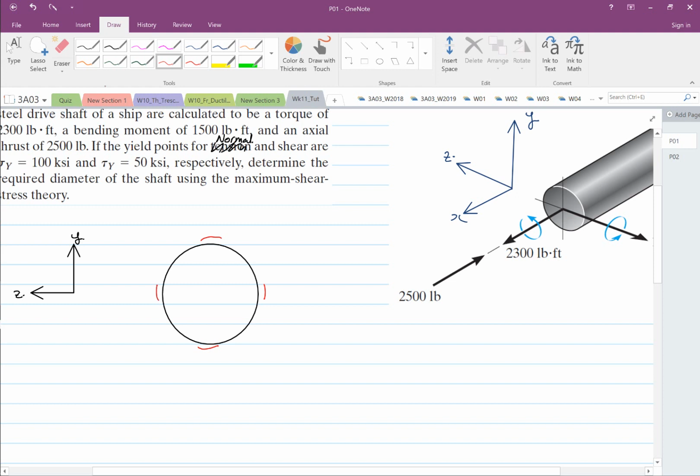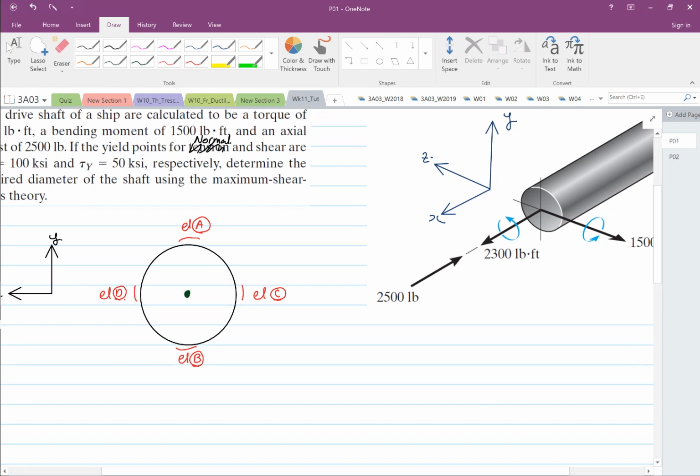So this is my element A, element B, element C, and our element D. And at the center over here, this is our neutral axis.